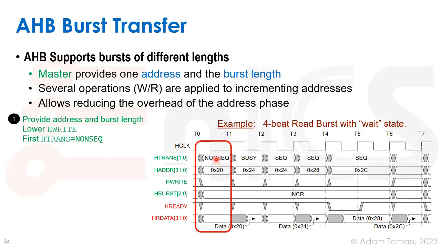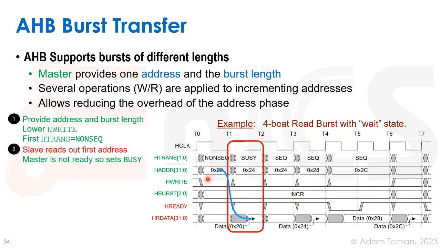And in the meantime, it's also going to tell us what type of burst it's going to be. It's telling us we want a 4-beat read burst, and it's going to use this HTRANS encoded to non-sequential. That's just how the protocol tells us to start a burst.